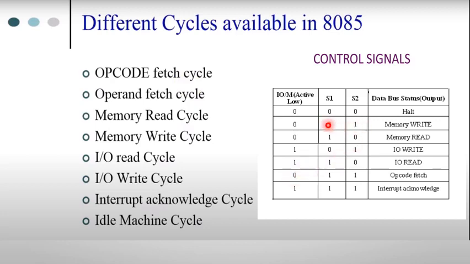And the S1 and S0 signals for opcode fetch are 1 1, and for memory write and memory read they will be 0 1 and 1 0. For IO write, simply remember that for a write operation S1 will be 0 and S0 will be 1, and for a read operation it will be 1 0.